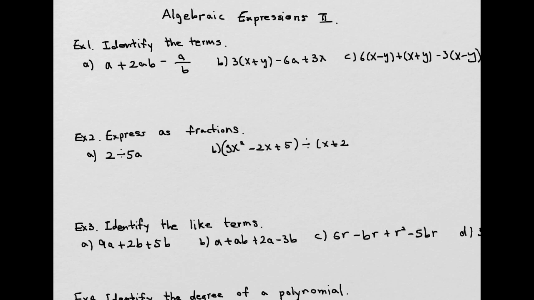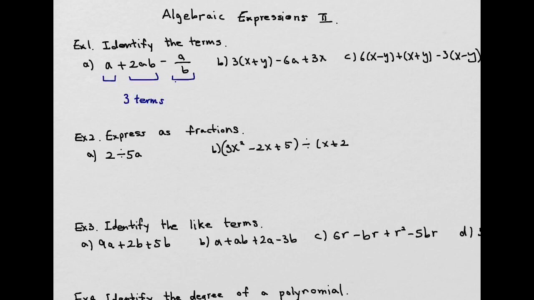So when you're looking at this first problem, you have a plus 2ab minus a over b. Remember, multiplication was factor. Here, when you see additions or subtraction, we can say that's going to be different terms. So how many different terms do we have on that problem? We have 1 term, 2, and 3. So we have 3 terms on that problem.